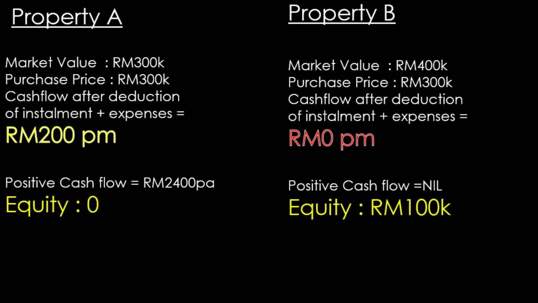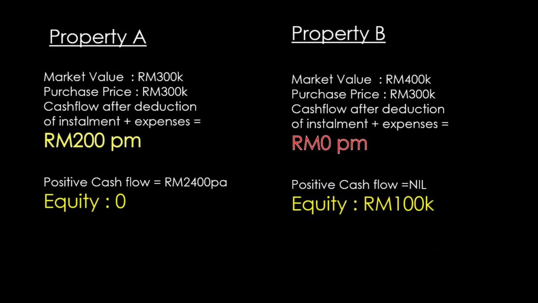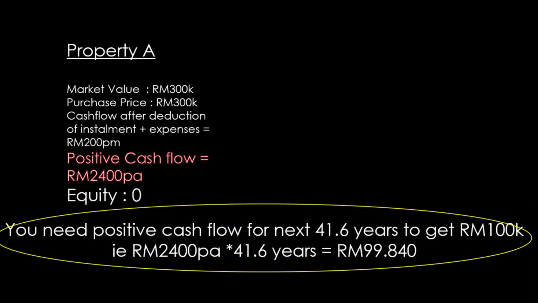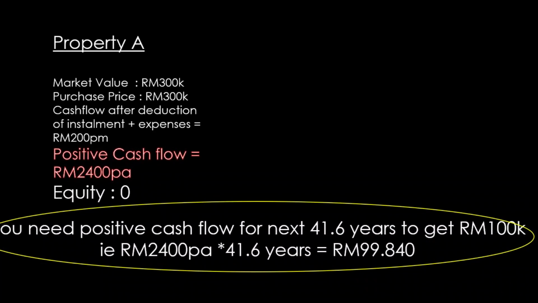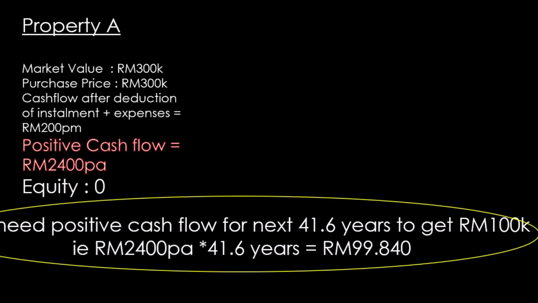Property A, you are able to get 2004 income cash flow every year averagely, and property B, immediately when you buy, you already have an equity build-up of 100,000, and even though it's not able to produce any positive cash flow on a monthly basis, it can cover almost 100% of your monthly installment. Which one is better? If you look at the calculation over here, if you're able to get a positive cash flow of 2004 a year, it will take you about 41 years before you can get this 100K of equity.